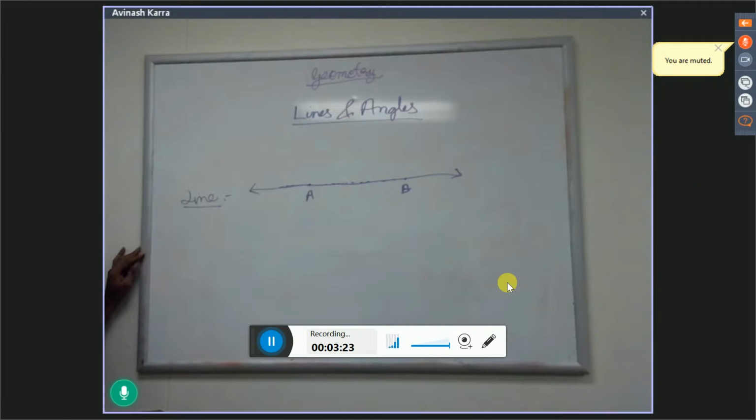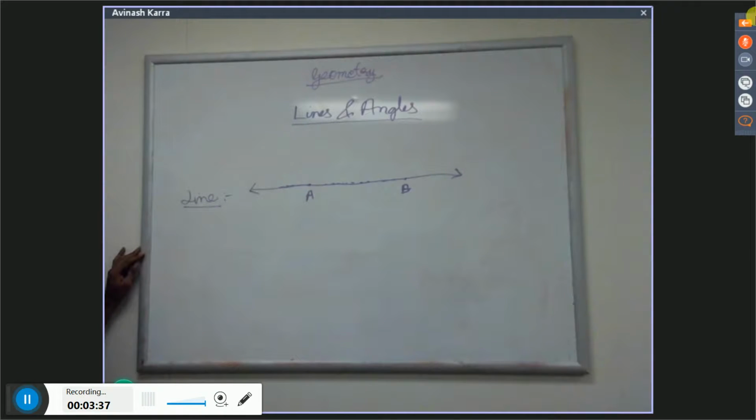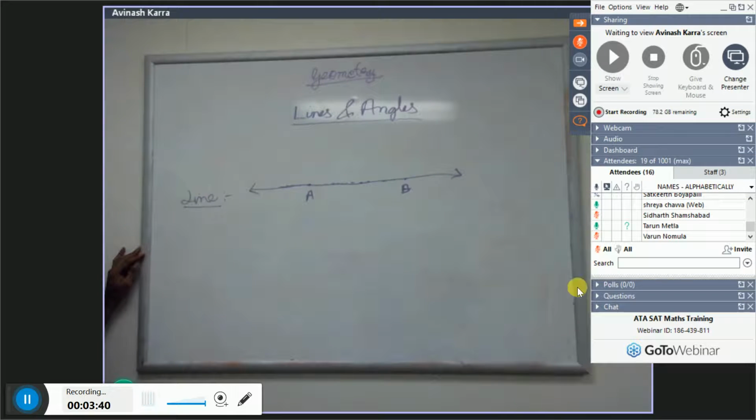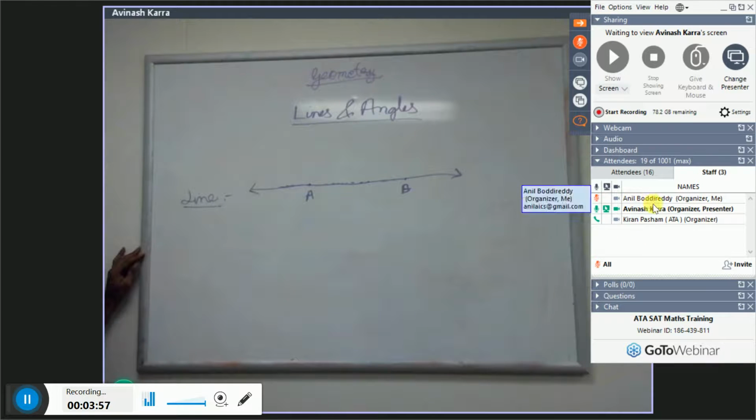And it keeps going on. It is called a ray. If you want to represent line AB, it will be represented in this way, with 2 arrows. And if you want to represent ray AB, it will be represented in this way, like 1 dot and 1 arrow. So the ray is starting at point A and going through point B.